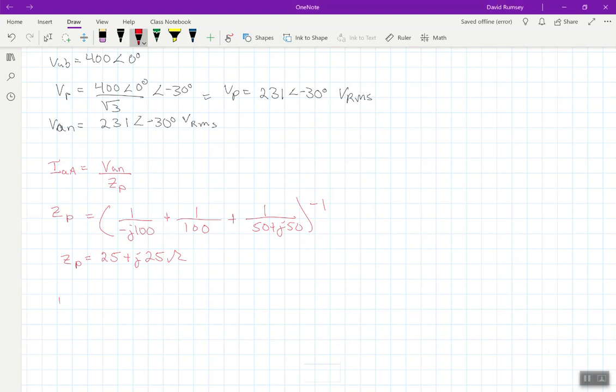So then my current, actually what I'm going to do here, I'm going to go ahead and convert this to polar since I'm doing division here. So converting this to polar, I get 35.36 at an angle of 45 degrees ohms. So my current IAA would be my voltage, which is 231 at an angle of negative 30 degrees, volt RMS, divided by 35.36 at an angle of 45 degrees.